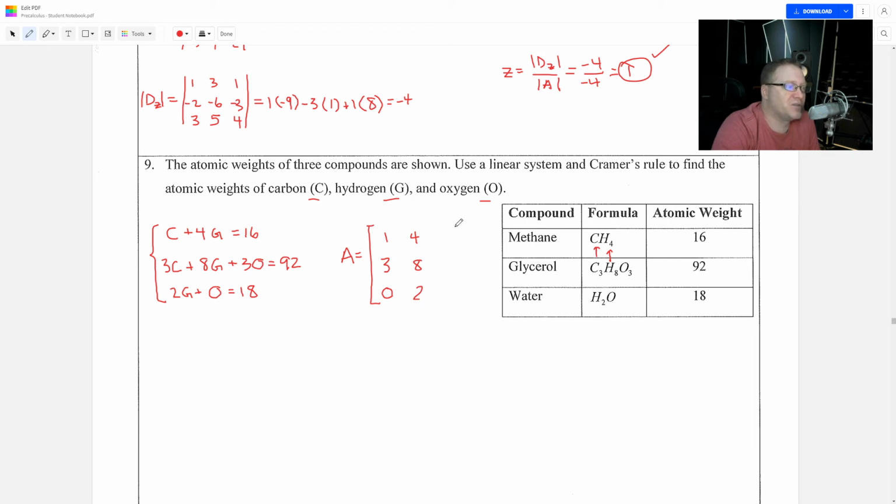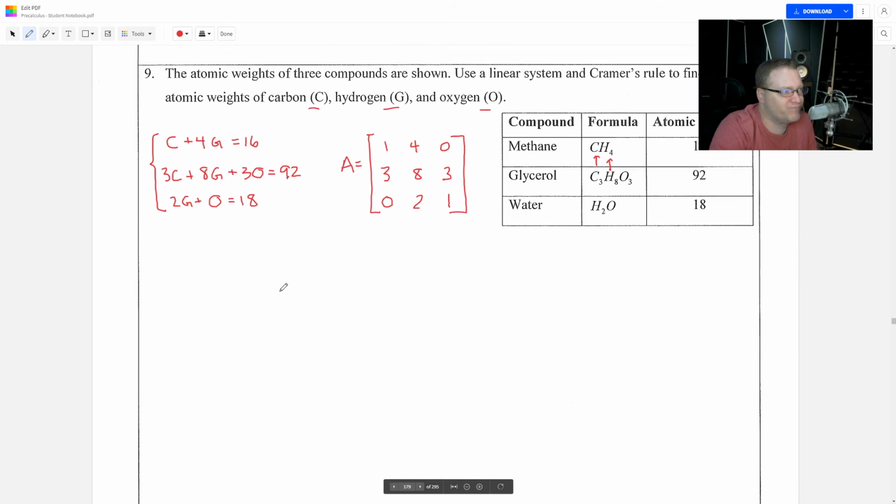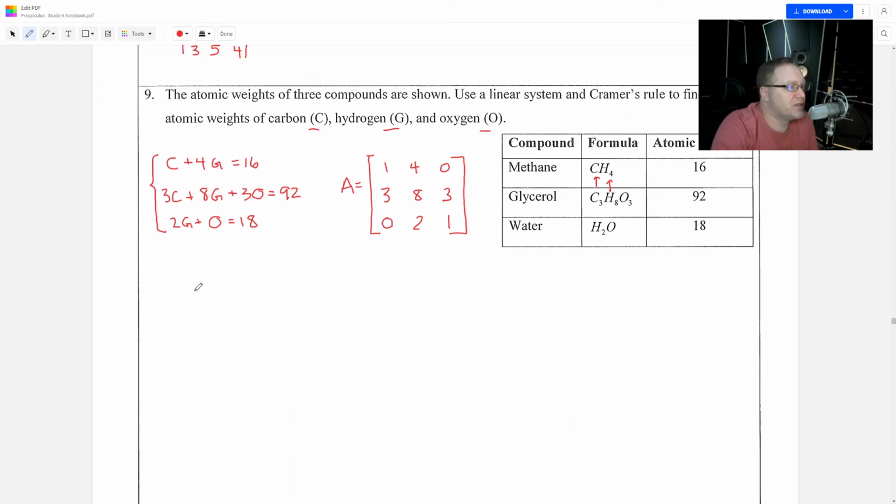And then in our last column, we're going to put all of our oxygens. In this one, we have 0. In this one, we have 3. And in this one, we have 1 oxygen. So this is our A matrix. Now let's find the determinants. I'm not going to call them Dx, Dy. I'm going to call them D and then use the variable that we're using. So let's find Dc first. Real quick, at the top I'm going to write that this is C's, this is G's, and this is the oxygen so that I can remember everything.